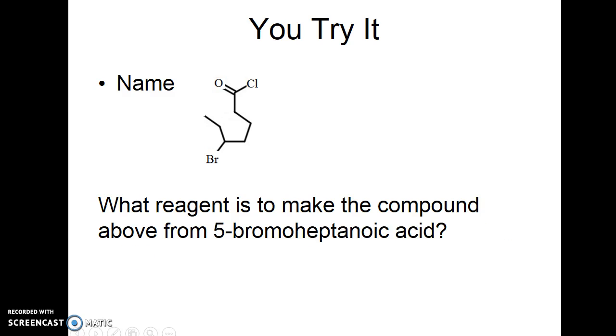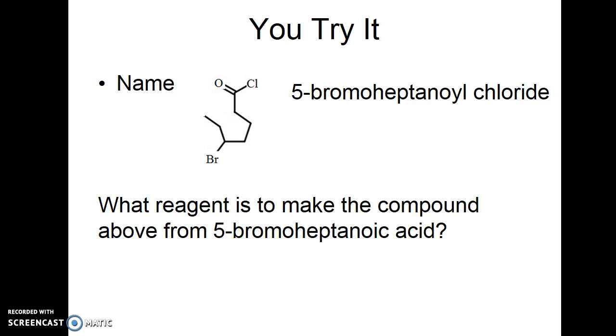So how do we name this acid chloride? Well, the first thing we do is we figure out what is this acid before you made it the chloride. That would have the OH right there. So let's name that acid: 1, 2, 3, 4, 5, 6, 7. That's heptanoic acid. And on the number 5 carbon, you have bromo. So 5-bromoheptanoic acid is the acid. Change it to the acid chloride by taking off the ic acid and adding yl chloride. So it's 5-bromoheptanoyl chloride. What reagent do you need to make the compound above from 5-bromoheptanoic acid? Thionyl chloride.